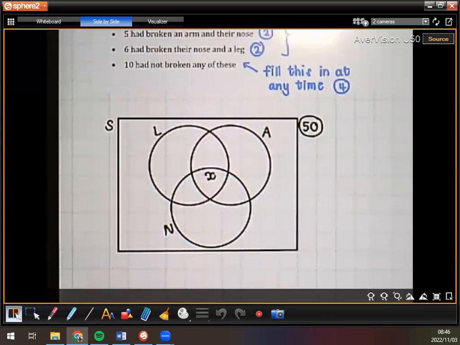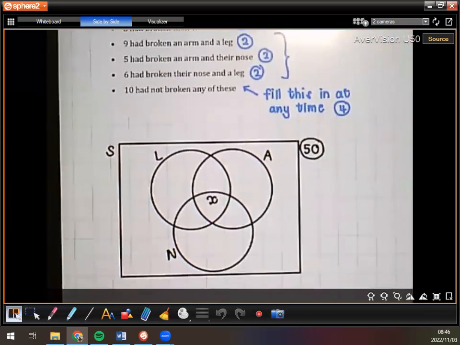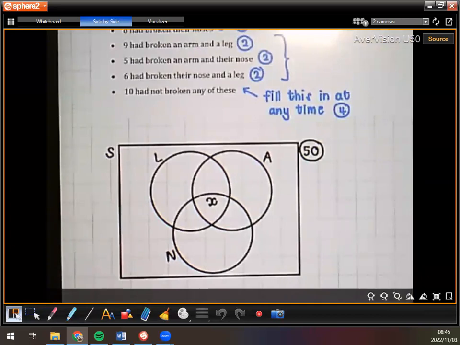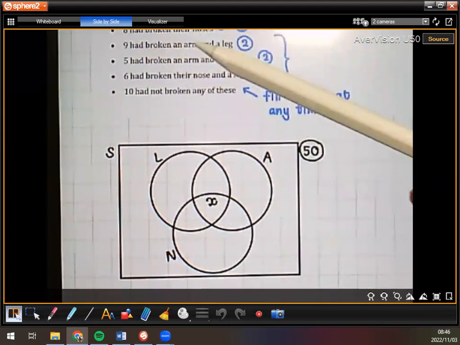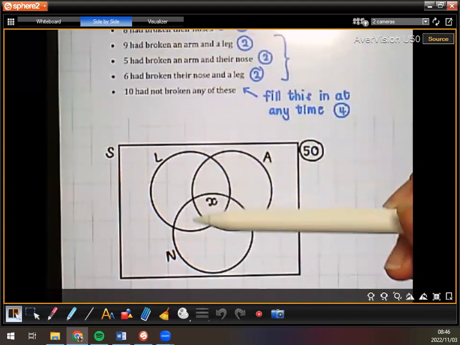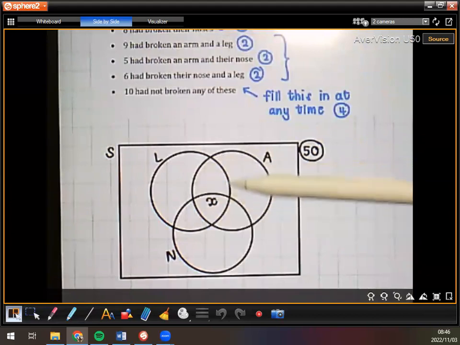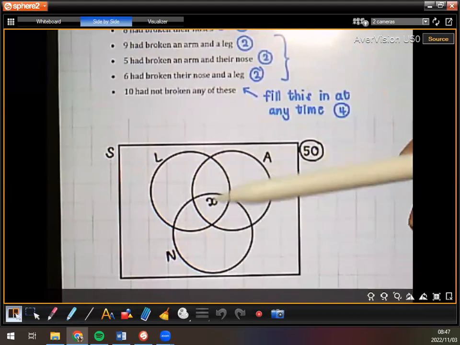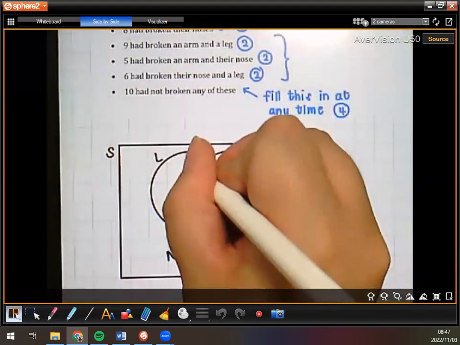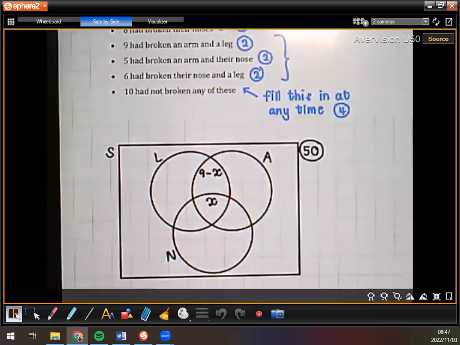Next up, we're going to have to do these 3 values in step 2. But now that's going to be a little bit more complicated. Let's just take a look at it saying 9 have broken an arm and a leg. So arm and leg, those 2 values will add up to 9. Can I put a 9 there? Yeah, because then it's going to be 9 minus x. Good, well done. Those 2 values together must add up to 9.